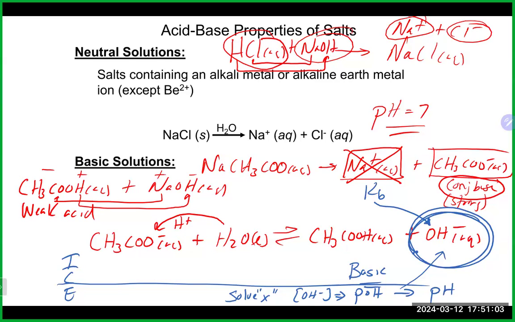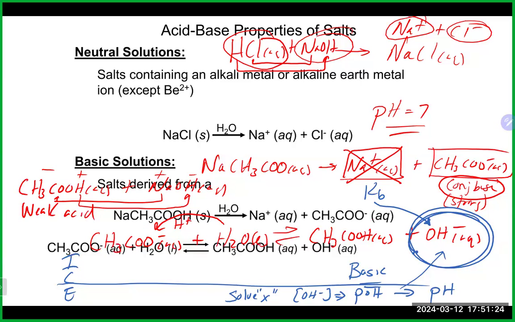So if we have a salt that basically originated from a combination of a weak acid with a strong base, we would expect that part of that salt to go through hydrolysis. The resulting solution would produce more OH minus, and thus it would end up being a basic solution. Any questions on that one?